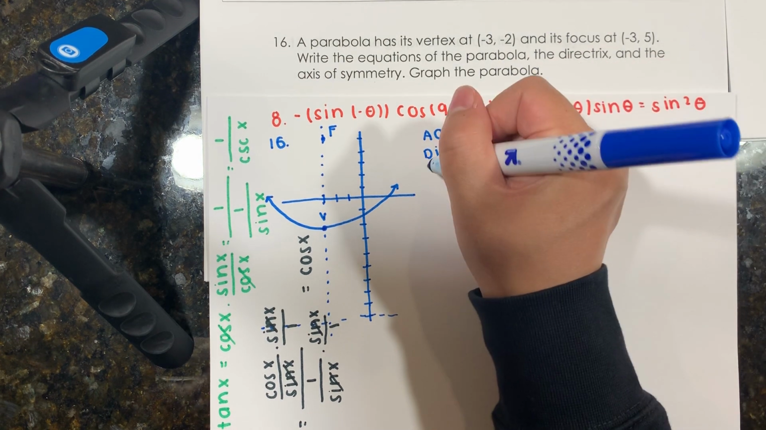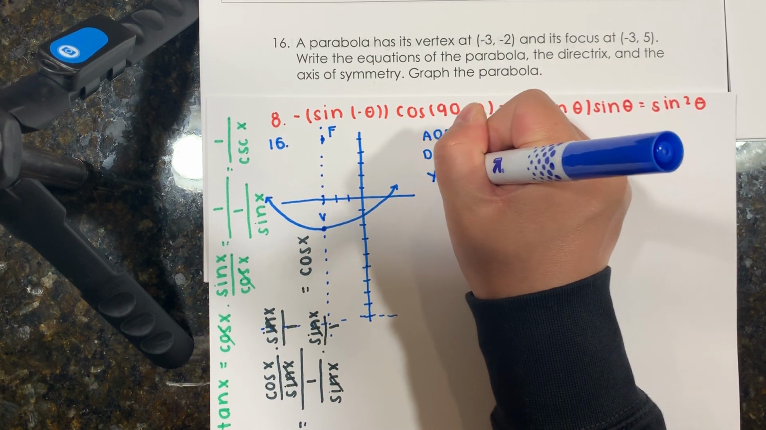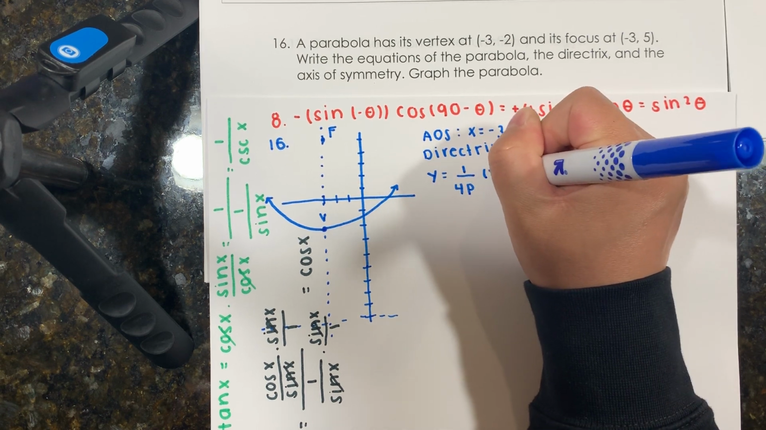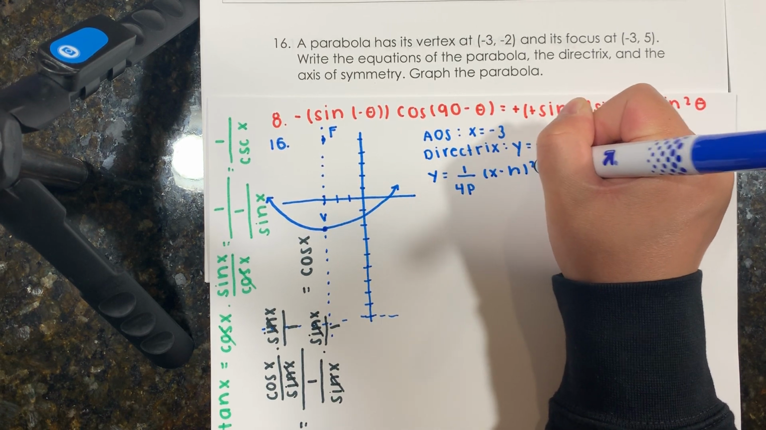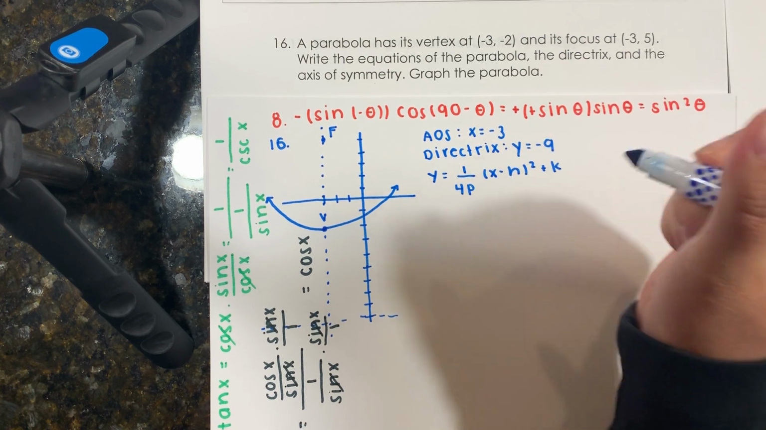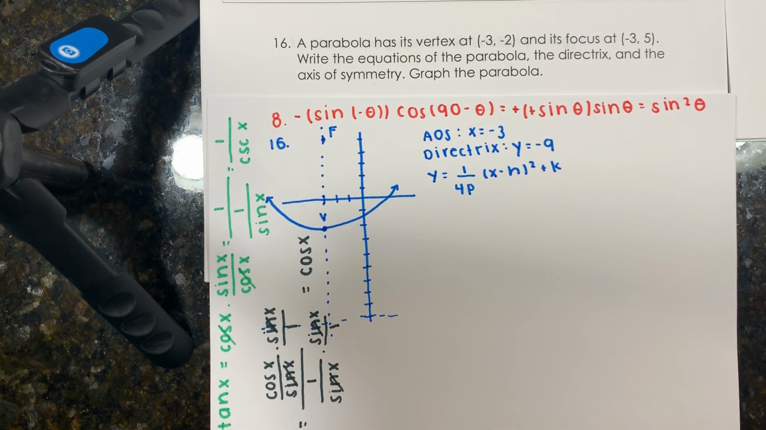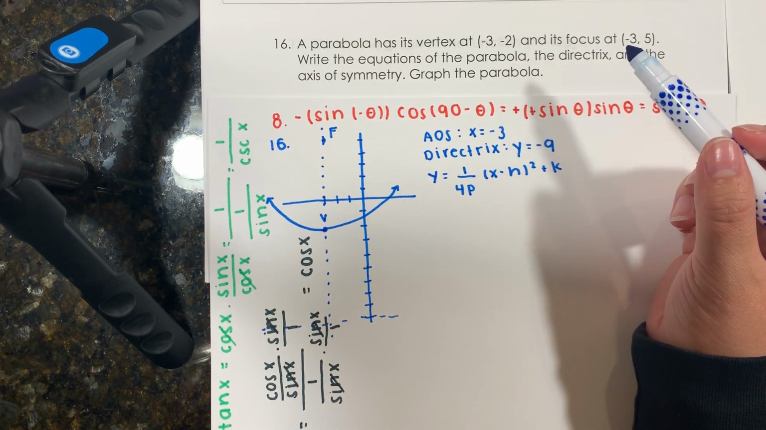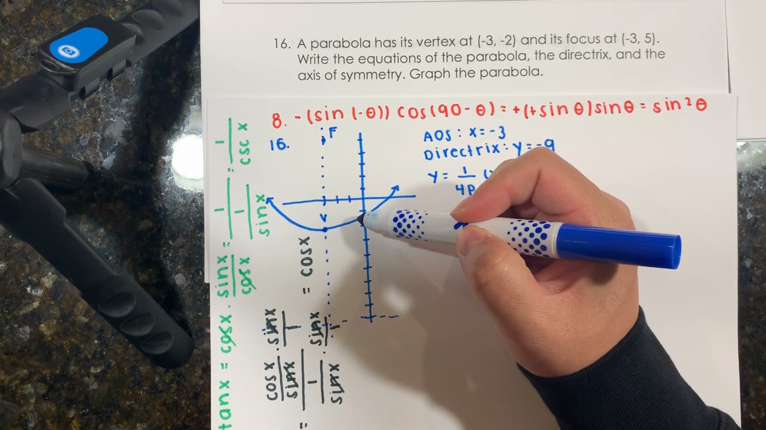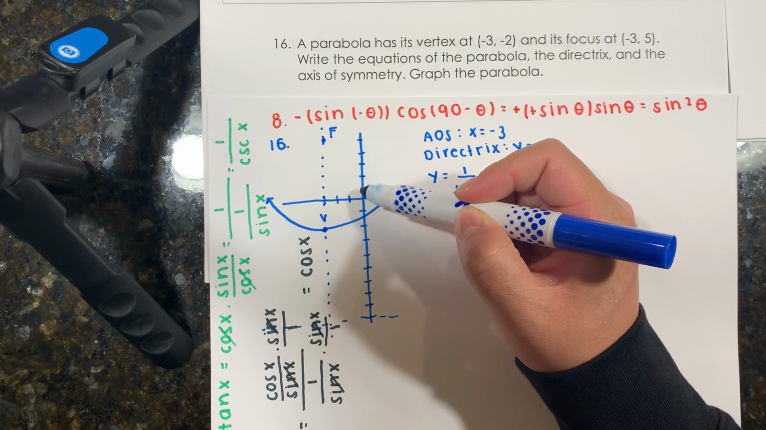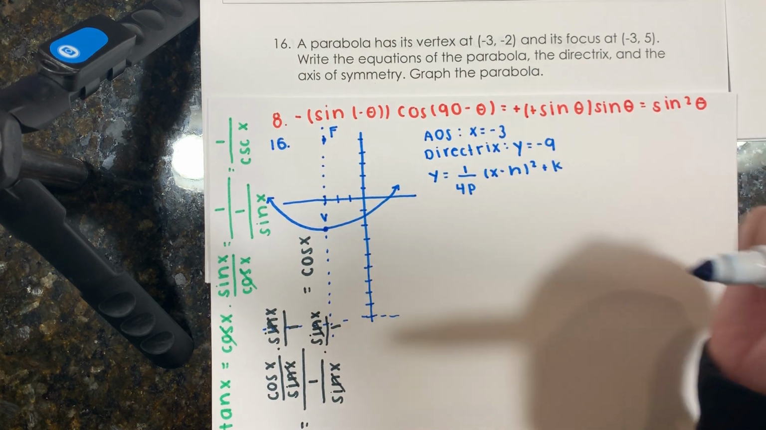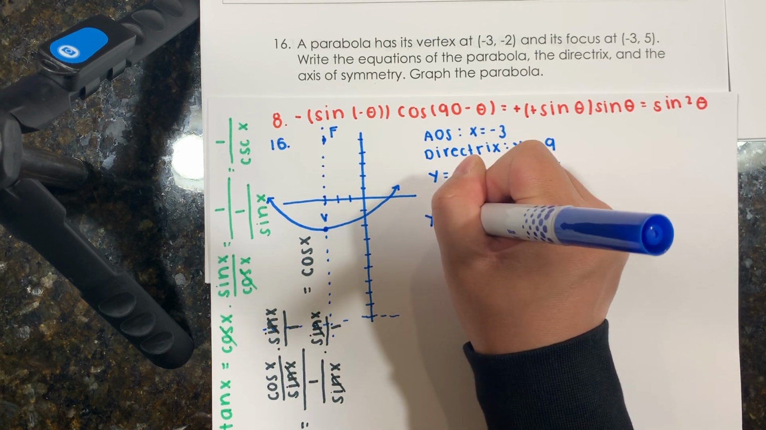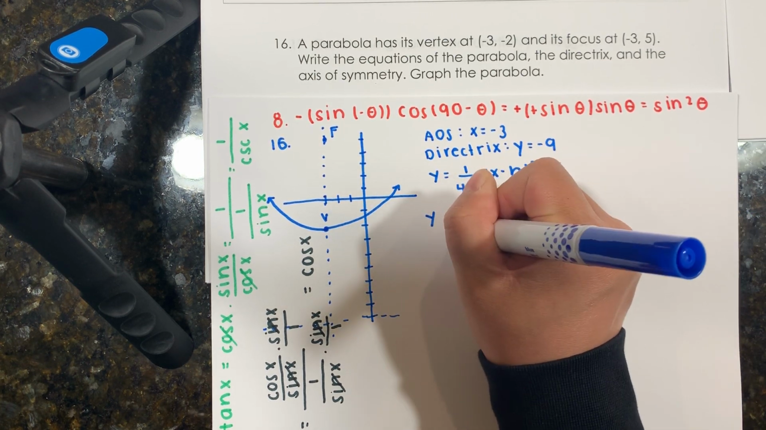Now what I need is the equation of my parabola, which is going to be y is equal to 1 over 4p times x minus h squared plus k. So h and k are just going to be the coordinates of the vertex. This p is going to be the distance from the vertex to the focus. And again, that's 1, 2, 3, 4, 5, 6, 7 spaces in the positive direction. That means that my p is going to be equal to 7.